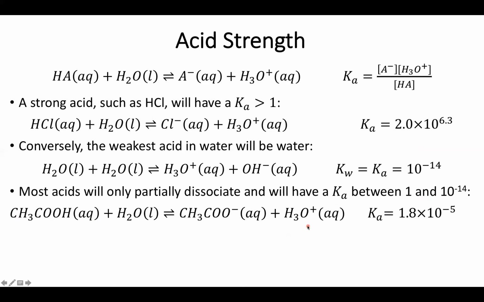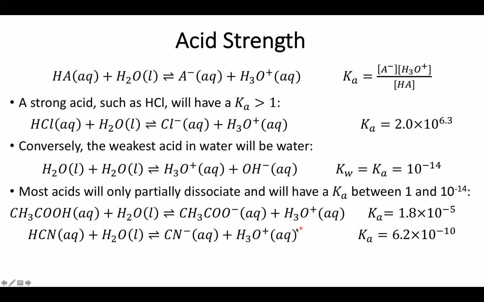So this will include things like acetic acid, one of our quintessential weak acids. Most of that acid will stay as the acetic acid, but it releases enough protons that it can do a number of cool reactions. We also have things like hydrogen cyanide, not nearly as good of an acid. Its equilibrium constant is 5 orders of magnitude less, so it will not disassociate.